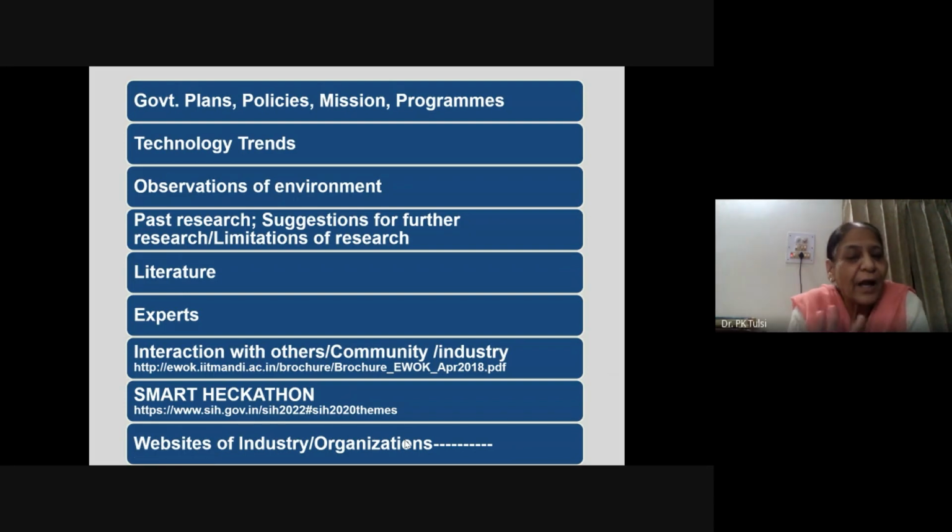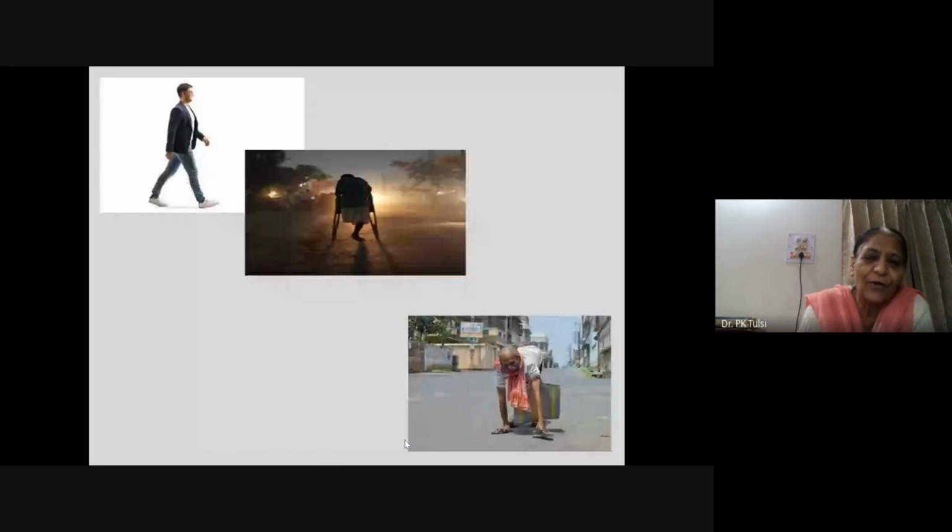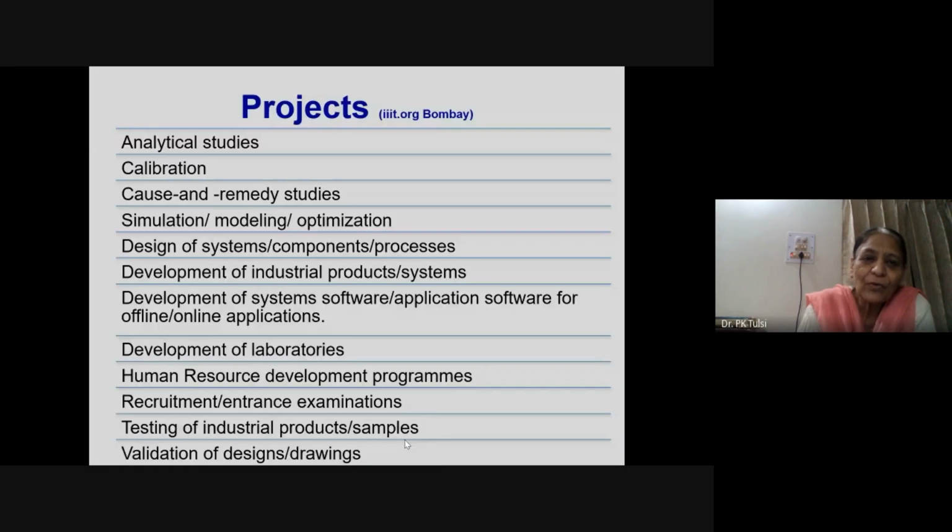So the project idea can come from anywhere, right? And from anyone who is a part of the industry or organization or a member of the society. Now, when you look at these things, the problems may result in different types of projects which can be taken up. And I'm just referring to this example from Indian Institute of Technology, Bombay.